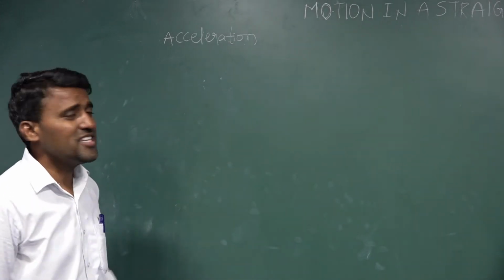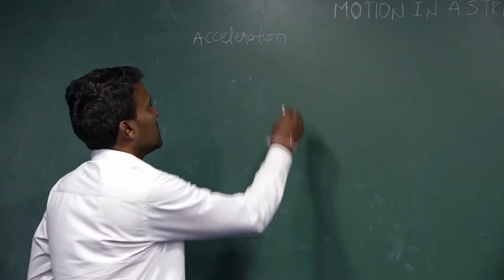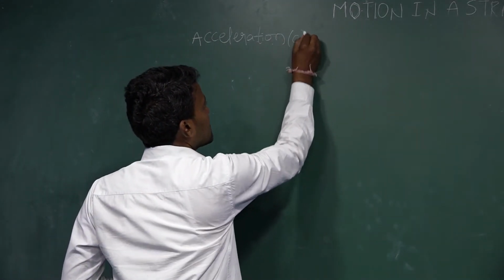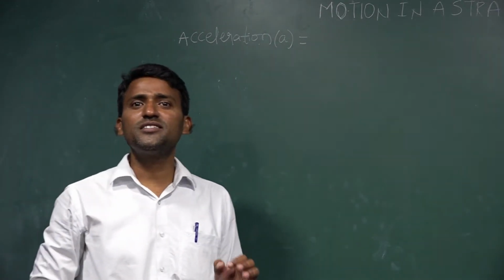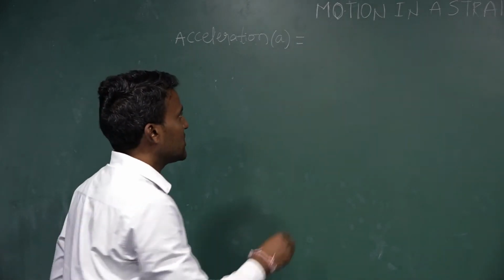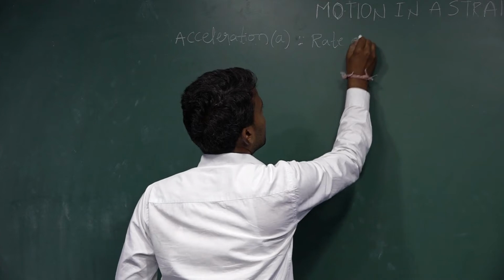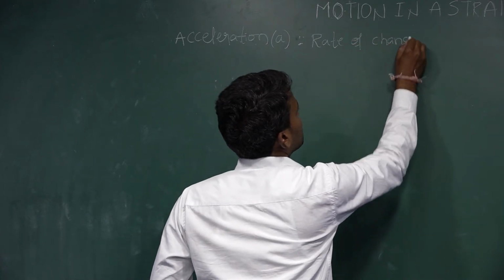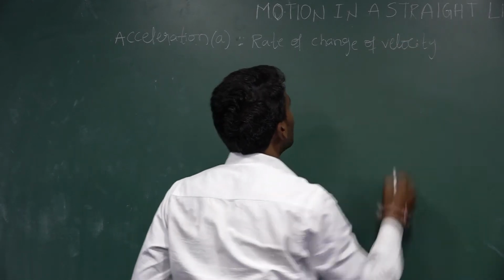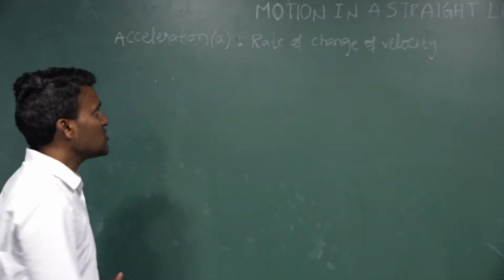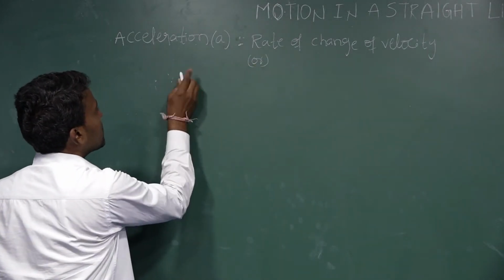Acceleration. What is the definition of acceleration? The symbol is A. I am giving the definition first: rate of change of velocity is called acceleration. And we can also give one more definition: change in velocity per unit time interval.